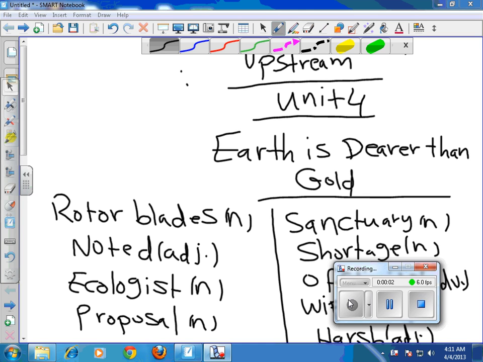Today we are going to talk about a very important unit in Upstream. It is called "Earth is dearer than gold." Guys, what is the meaning of the title of the unit? "Earth is dearer than gold." Dearer here means that Earth is more valuable than gold. Okay. In what way is it more valuable?